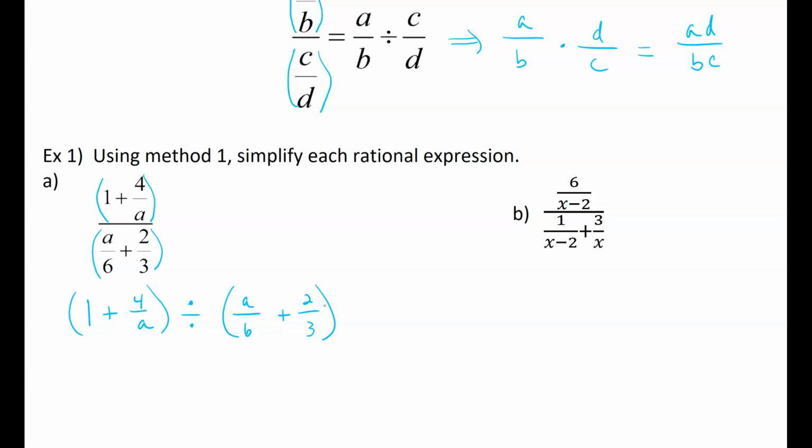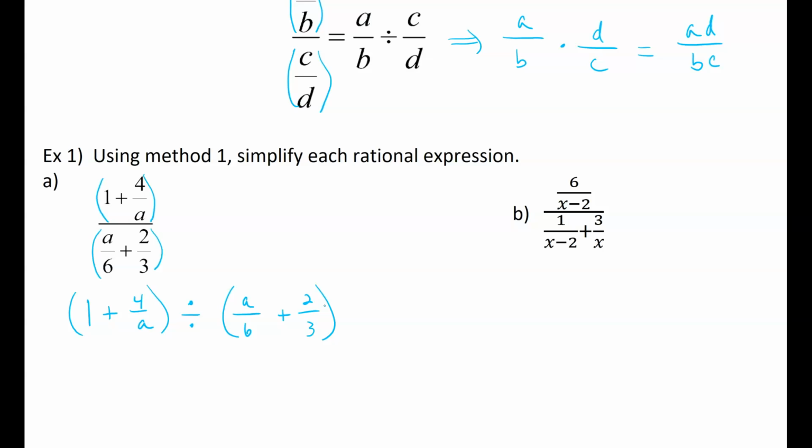And why is it important that I have those parentheses around the single term? If I don't have the parentheses, order of operations would tell us to do what first? Divide what? 4 over A. 4 over A divided by A over 6. Okay, so the parentheses are definitely very important here.